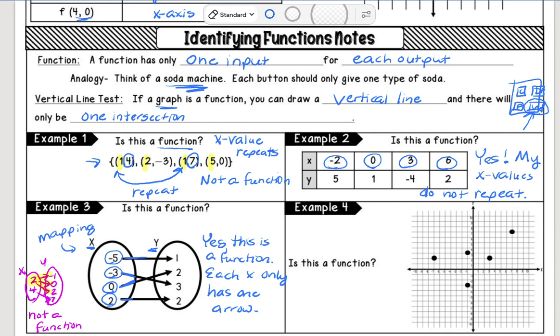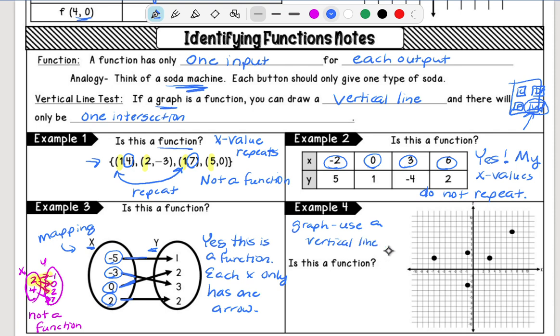All right, let's use our vertical line test. Whenever we have a graph, we're going to use a vertical line test. We should be able to draw a vertical line on any of these going up and down, and it should only hit one thing.